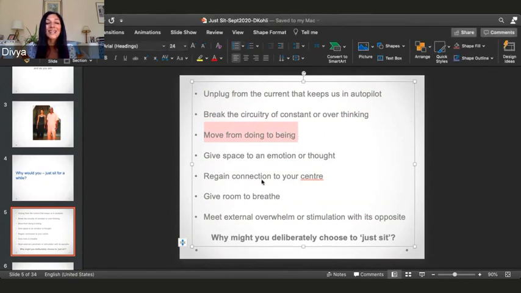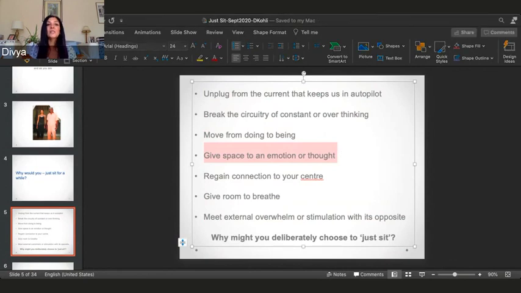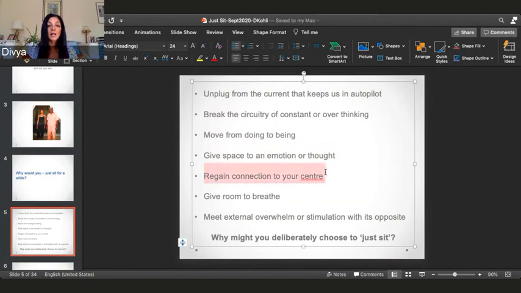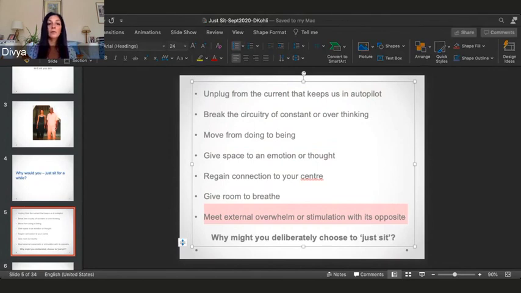I like this next one. To just sit, it gives space to an emotional thought that's there. And I like this because often the suggestion is that we should be clearing, getting to a place of emptiness or being able to dissolve something that's strong or overwhelming. But what about just giving it a container, a space? I've got here regaining connection to your center. I hope that's understandable, whatever word or words you relate to in terms of your center.